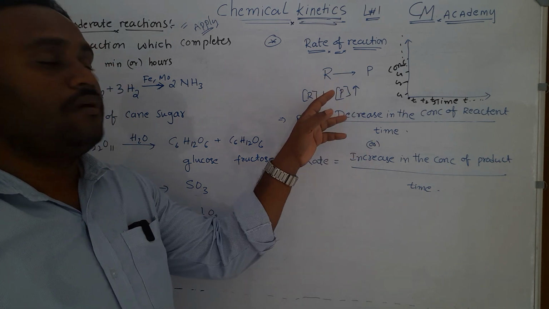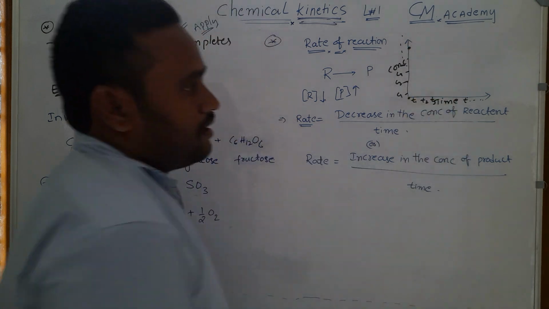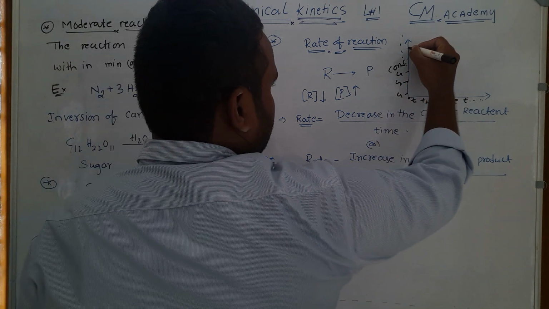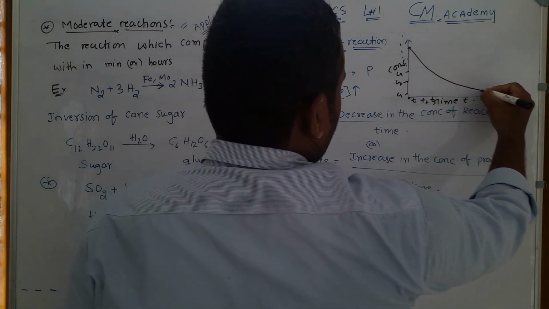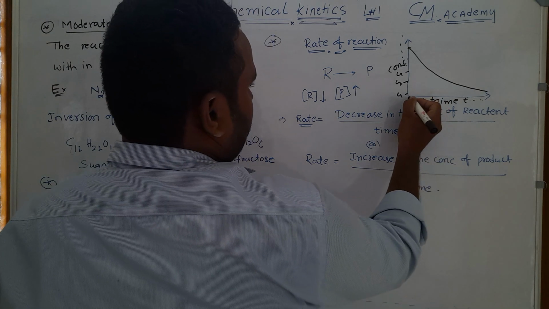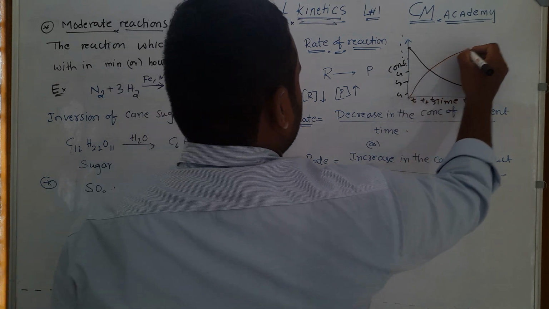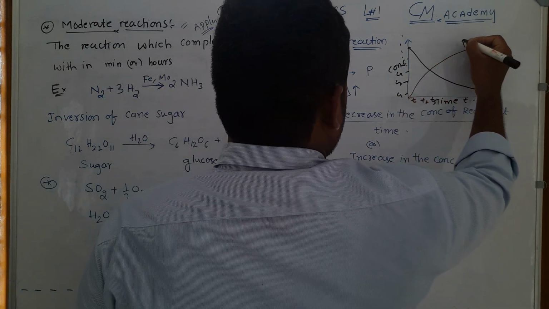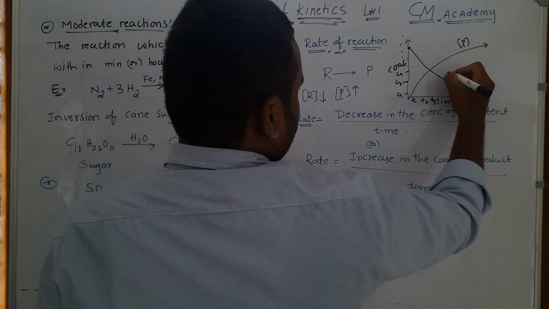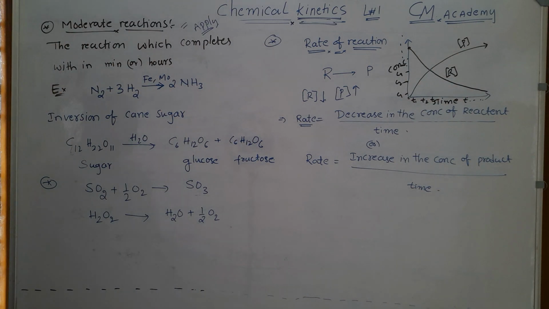At initial time, the concentration of reactant is very high. As time passes, the concentration of reactant decreases like this. Initially the concentration of product is zero, so as time passes the concentration of product increases. This curve represents the increase in the concentration of product, and this curve represents the decrease in the concentration of reactant.